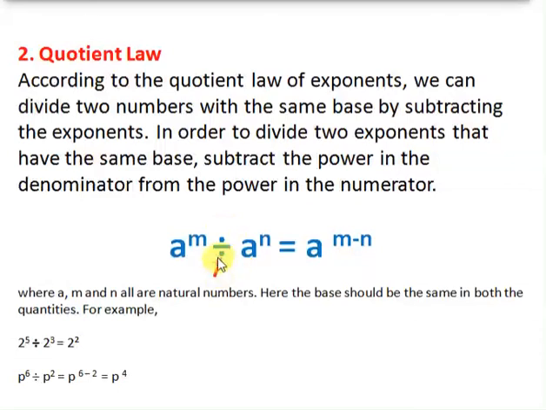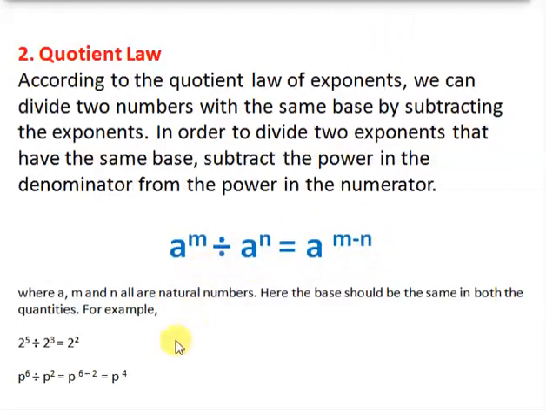So whenever they are in division and the bases are the same and the powers are different, what we have to do is subtract the denominator's power from the numerator's power. This is a point to be noted. The power in the denominator is to be subtracted from the power in the numerator. So the law becomes a to the power m divided by a to the power n is equal to a to the power m minus n.